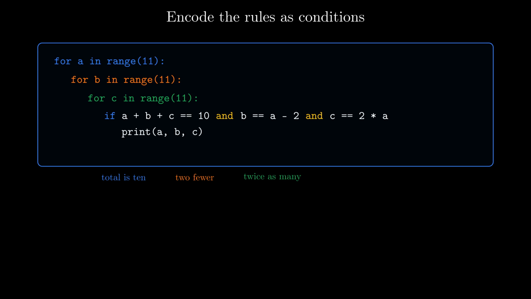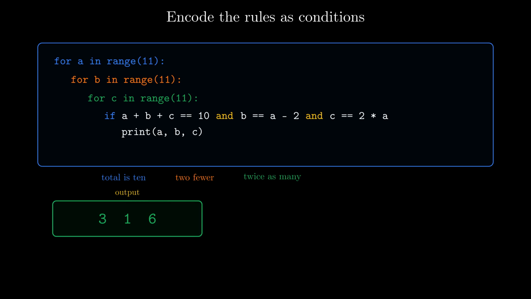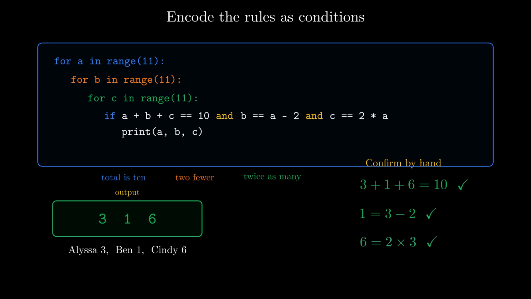Inside the innermost loop, whenever a combination satisfies all 3, we print it. Running this prints a single line. Elisa sold 3, Ben sold 1, Cindy sold 6. Let's confirm it by hand. 3 plus 1 plus 6 is 10. The total checks out. Ben's 1 is indeed 2 fewer than Elisa's 3, and Cindy's 6 is exactly twice Elisa's 3. The code found the answer for us by testing, never by solving algebra.